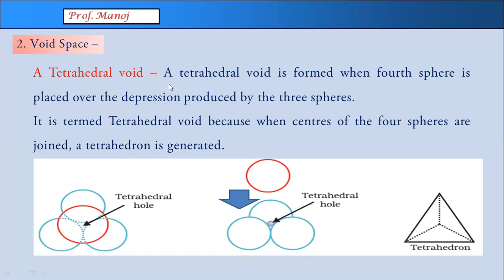Tetrahedral void is formed when a fourth atom is placed over the depression created by three atoms. So when you join three atoms flat on a surface and you place a fourth atom over it, the empty space between them is called tetrahedral void. Shall we move ahead? Everyone okay with this part?